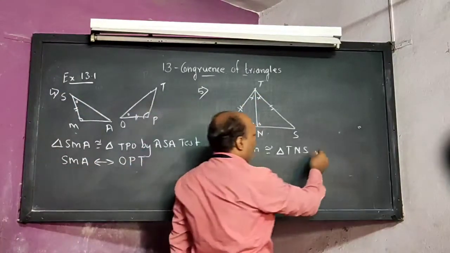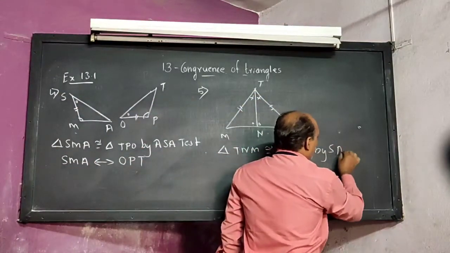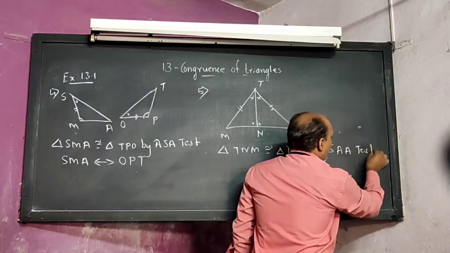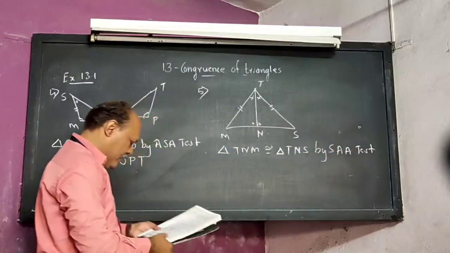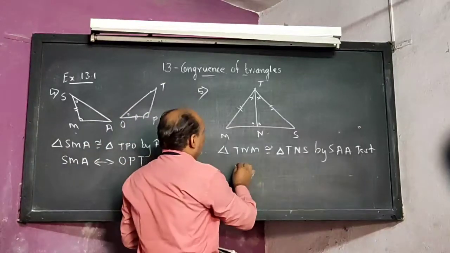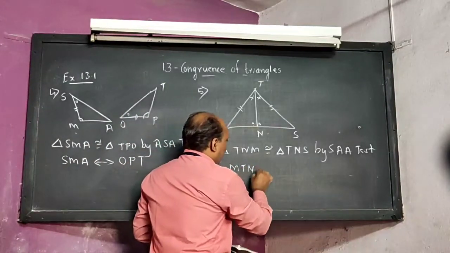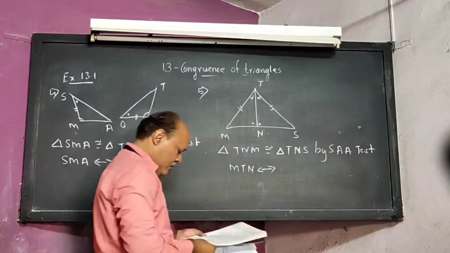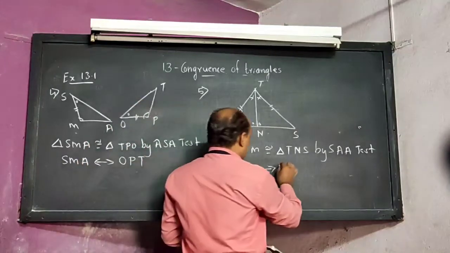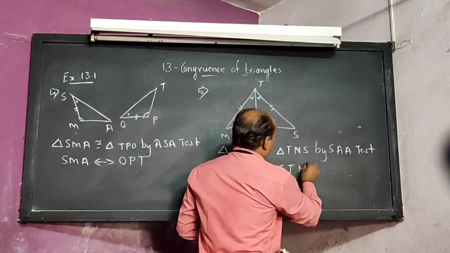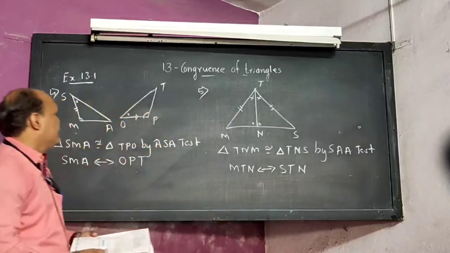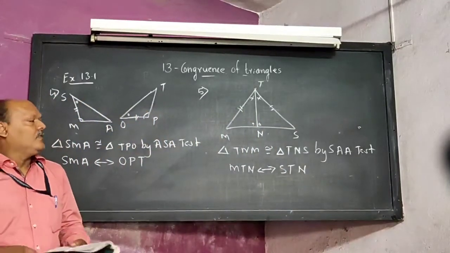So the triangles are congruent by the SAA test, or you can write AAS test. Is it clear? Now the one-to-one correspondence is TPM one-to-one corresponds to TPS. So we have completed the first exercise. I hope all of you understood. This was the first exercise.